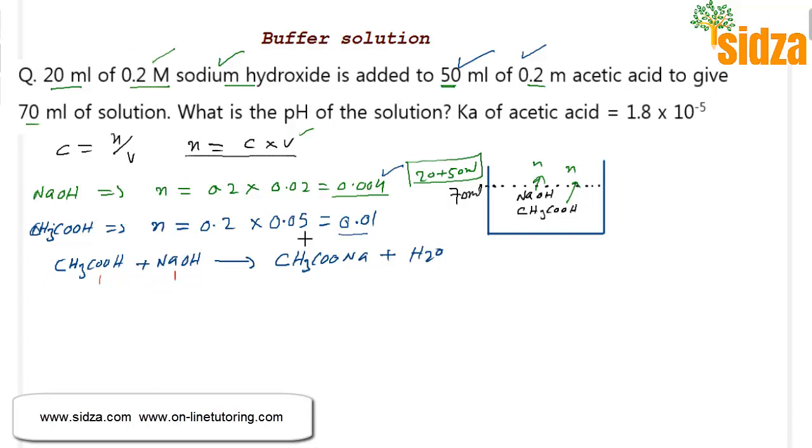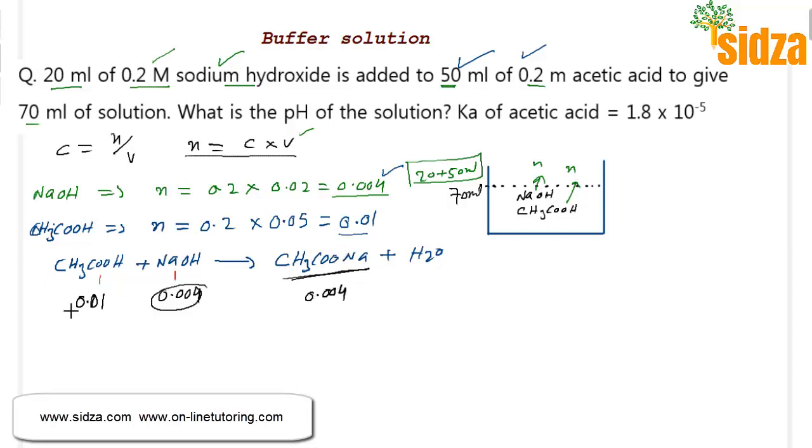Since we have a higher amount of acetic acid, which is 0.01, so this is more. 0.01 is the number of the moles of the acetic acid, and we only have 0.004 moles of the sodium hydroxide, which means that the amount of the salt, sodium acetate, in this mixture will be again 0.004, right? Because the sodium hydroxide is the limiting reagent here, and the 0.004 moles of the sodium hydroxide will produce 0.004 moles of the sodium acetate.